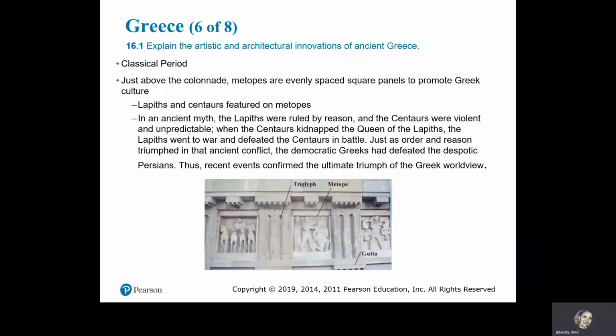In an ancient myth, the Lapiths were ruled by reason, and centaurs were violent and unpredictable. When the centaurs kidnapped the queen of the Lapiths, the Lapiths went to war and defeated the centaurs in battle. Just as order and reason triumphed in that ancient conflict, the democratic Greeks had defeated the despotic Persians. Thus, recent events confirm the ultimate triumph of the Greek worldview.